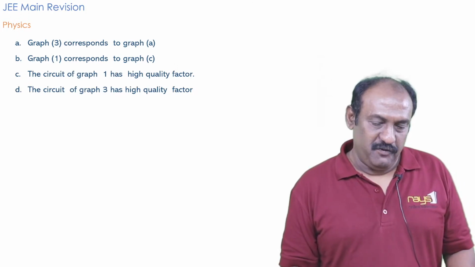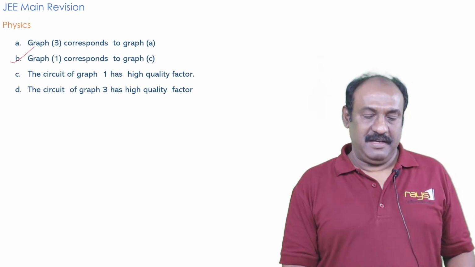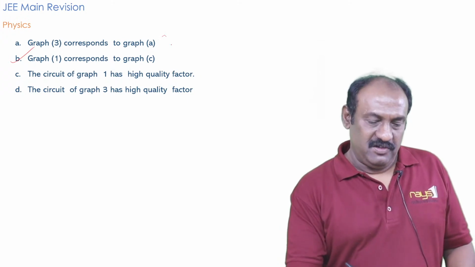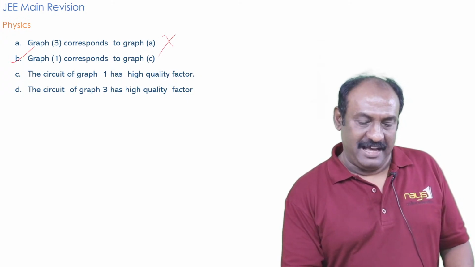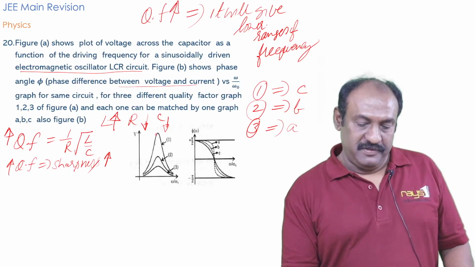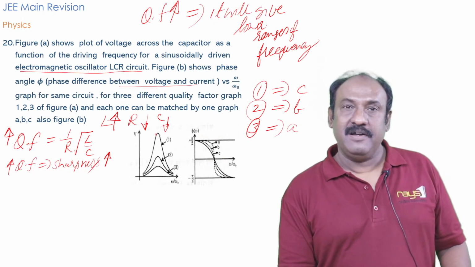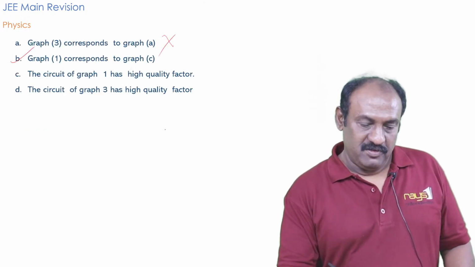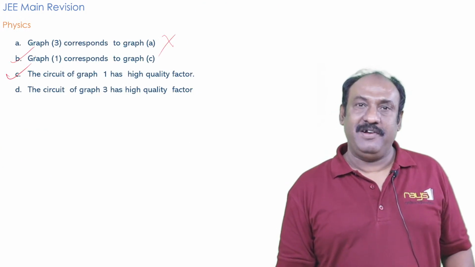Graph 1 represents graph C. Yes, graph 1 represents graph C. So it is wrong. The circuit of graph 1 has higher quality factor. Yes, circuit of graph 1, yes. For graph 1, quality factor is high. So it is also correct. So this question has two answers.